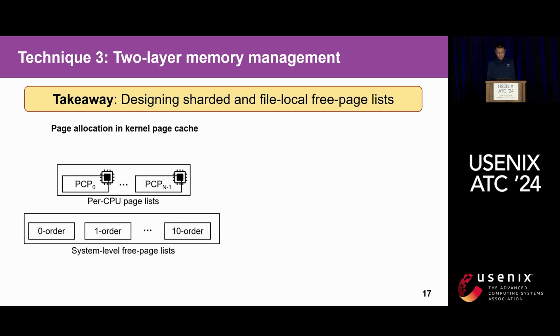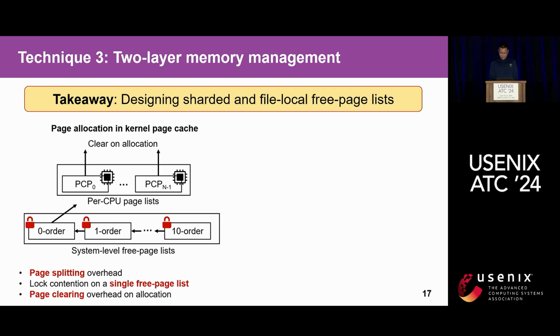Take the Linux page allocator as an example. It may introduce three overheads for page allocation. Firstly, free pages are maintained in different orders, and page splitting overhead is introduced when lower order pages run out. Secondly, pages of the same orders are protected by a spin lock, which causes lock contention during concurrent page allocations. Thirdly, the kernel can be configured to clear the page on allocation, which will introduce extra overhead.